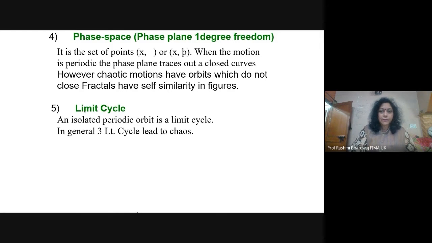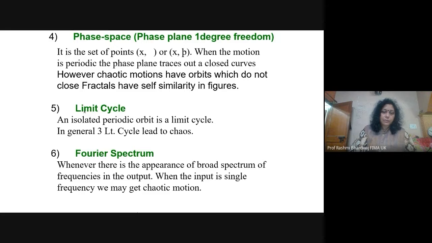Limit cycle, yesterday I showed you the example of the pendulum, where you have limit cycle 1, 2, 5 and other ones. So an isolated periodic orbit is a limit cycle. If you have a 3 limit cycle, it will lead towards the chaotic motion. Fourier spectrum, already we studied the Fourier series and the spectrum. Whenever there is the appearance of a broad spectrum of frequencies, then we get chaotic motion.